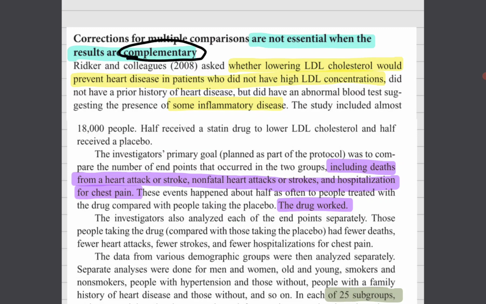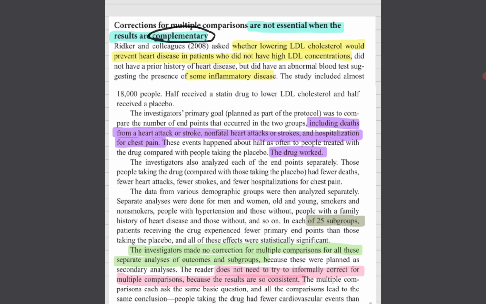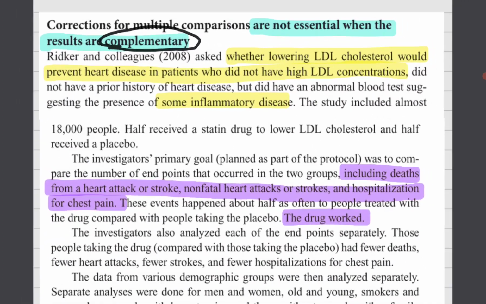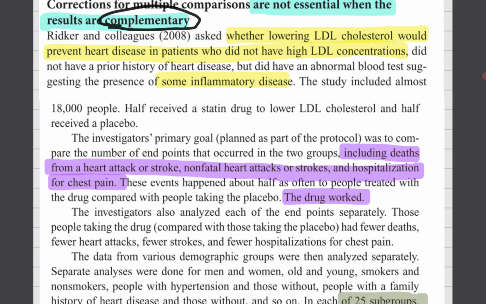Okay. Then the fourth condition is that correction for multiple comparisons is not essential when results are complementary. So what is meant by complementary or consistency of results? We will take an example. See, Ridker and colleagues asked whether lowering LDL cholesterol would prevent heart disease in patients who did not have high LDL cholesterol, did not have a previous history of heart disease, but did have some abnormal blood tests suggesting the presence of some inflammatory disease. So this is the study question they are asking.